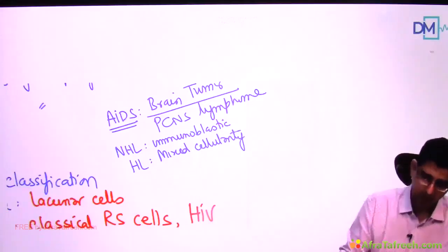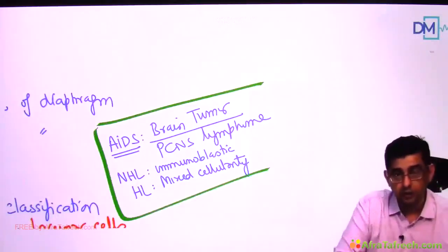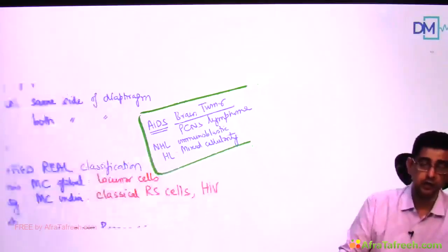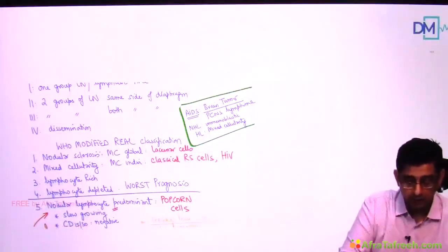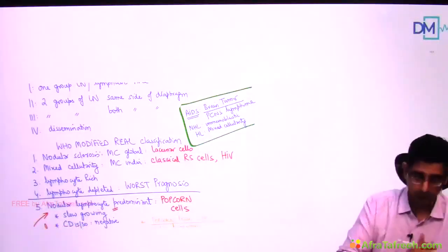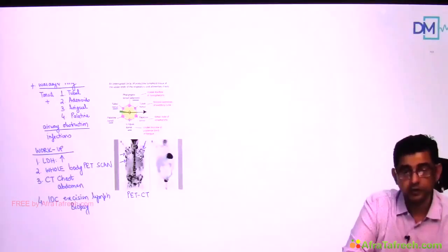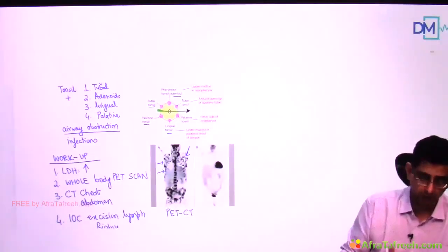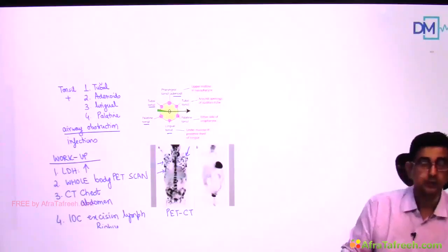For AIDS positive patients, the brain tumor that is seen is primary CNS lymphoma. The non-Hodgkin's lymphoma is the immunoblastic variety, and Hodgkin's lymphoma is the mixed cellularity variety. This is purely a histopathological classification. Ann Arbor is a clinical classification for seeing how many groups of lymph nodes are involved in the patient. Remember that for the workup of these patients, CT and a PET scan is mandatory, and words like Waldeyer's ring would help you in narrowing down the diagnosis of this particular disease.